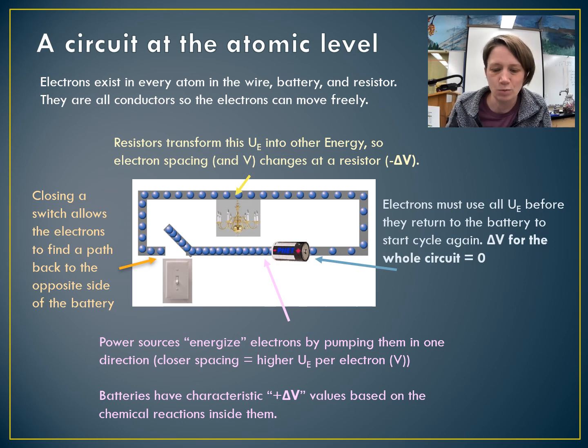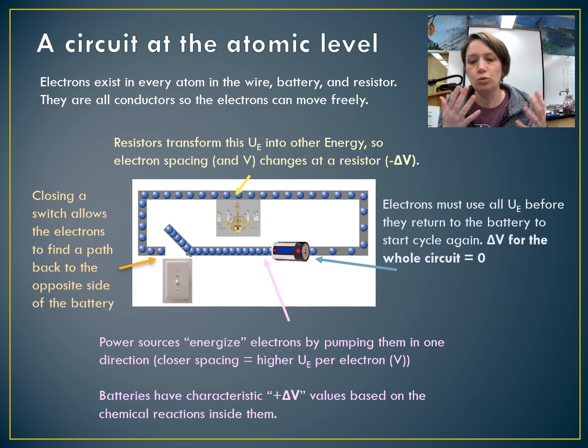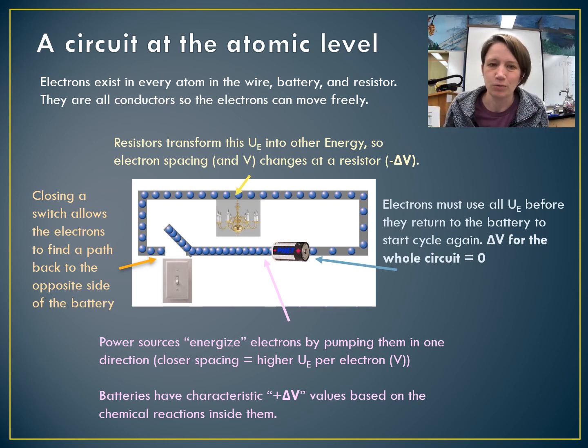A note about this, and we'll come back to this later: it is a law of physics, a law of conservation of energy, that electrons have to use up all of their electrical energy before they return to the battery, and then they start the cycle again. In other words, the delta V for the entire circuit is 0. Whatever energy they gain at the battery, they're going to lose at the resistor or in the wire as they move through that circuit.